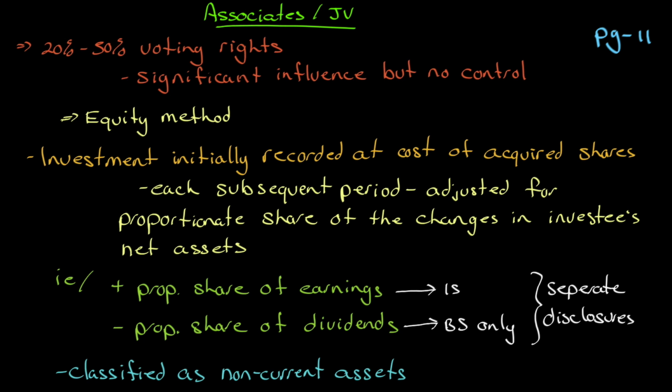So what is that all about? The investment is initially recorded at cost of acquired shares, whatever you bought. Notice that we're talking about shares now because we're talking about influence and control. We're really moving to voting rights. So it's not just debt. Now we're actually just with equity. We don't have to worry about debt. We're just with equity here. Each subsequent period after we incur the cost of the acquired shares, it is adjusted for proportionate share of the changes in the investee's net assets.